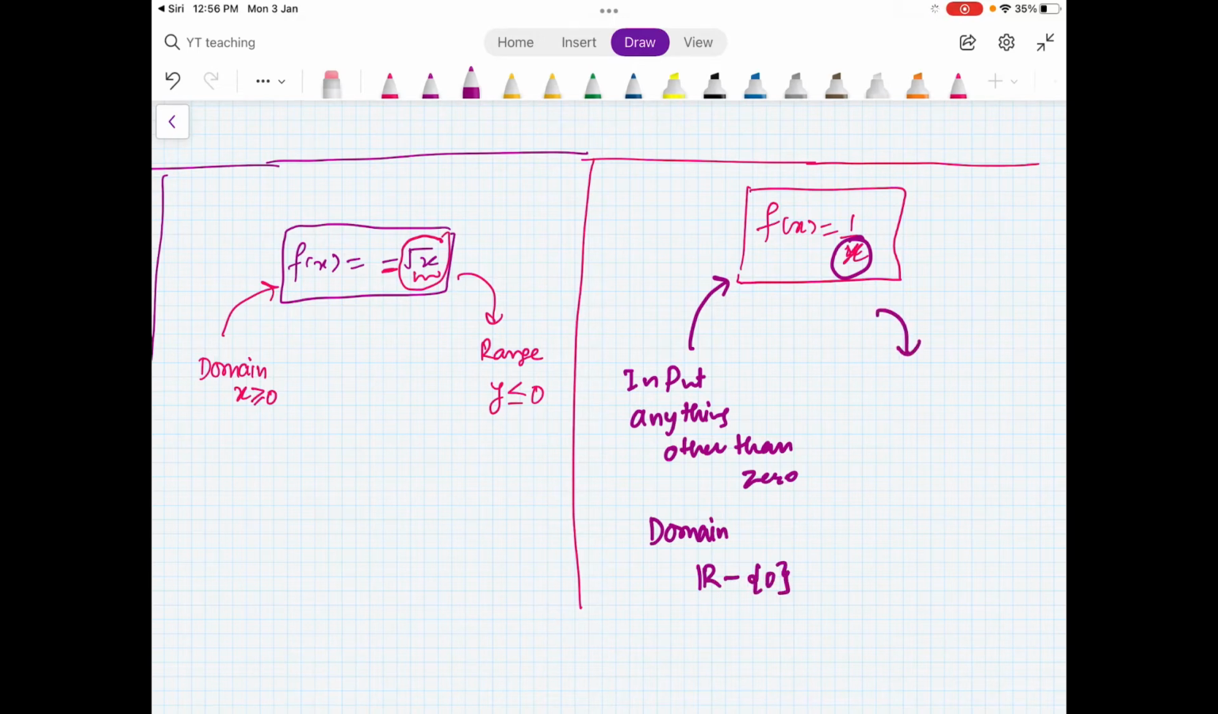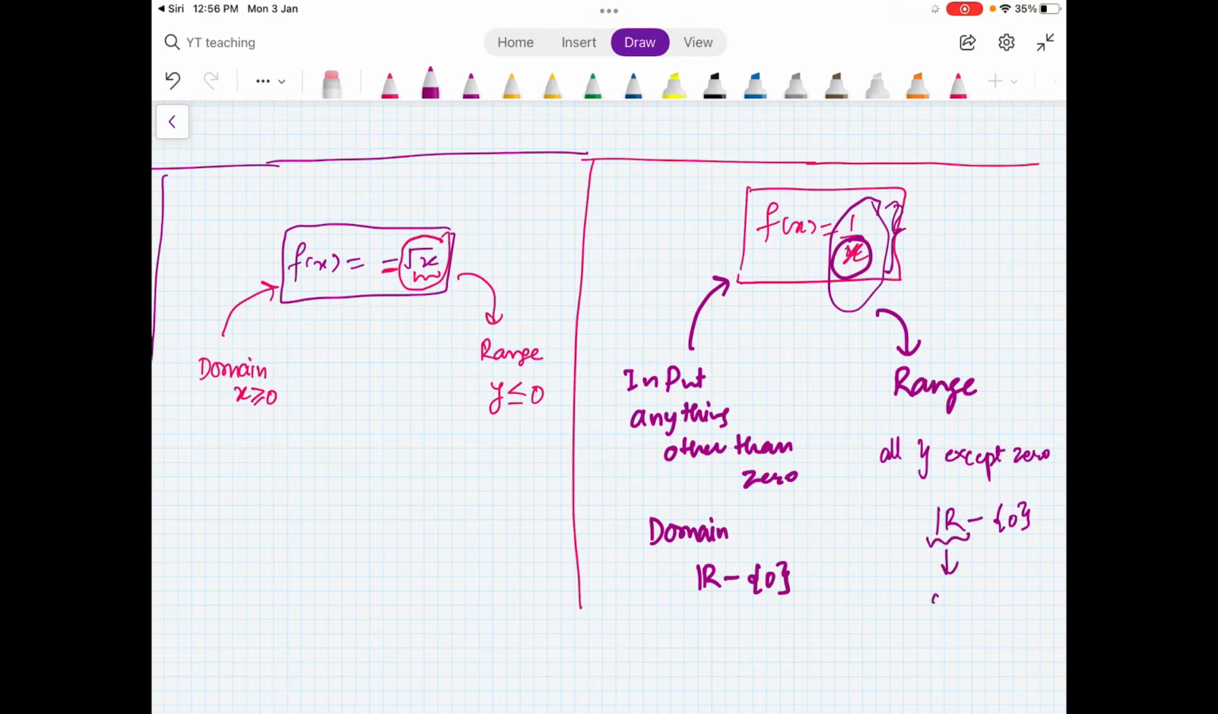And can you tell me what the range is? Range here will be all values except 0, because it will never become 0. 1 by x can be very small, but it will never be 0, because it would be 0 only when x is infinity and we never reach infinity. So its range is all y except 0. We write it as R minus 0. This R stands for the set of all real numbers.